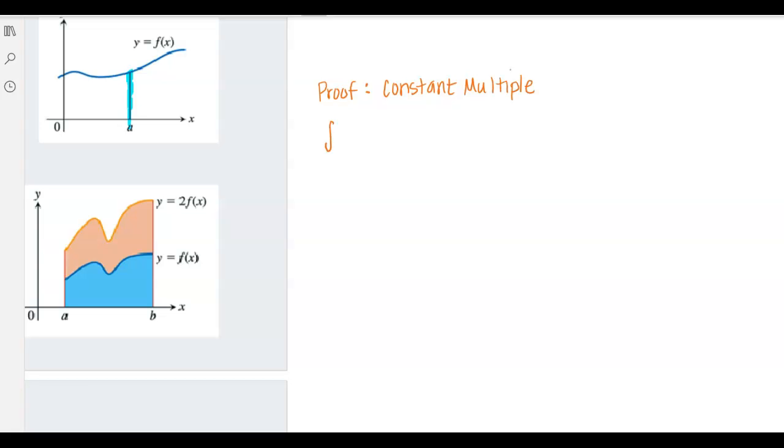So we're looking at the integral from a to b of some constant k being multiplied by a function. Switching this into the definition that we were using with Riemann sums, we were taking the limit as n goes to infinity, and then summing up the rectangles from 1 to n. The height of each rectangle will be that f of x sub i, and then the base of each rectangle is the delta x.